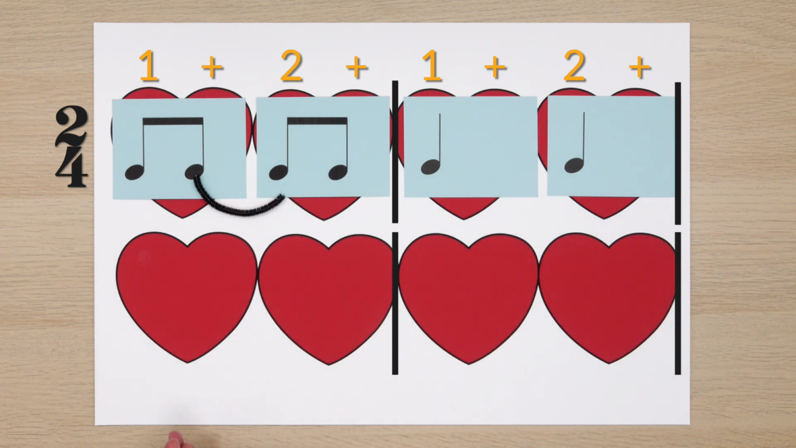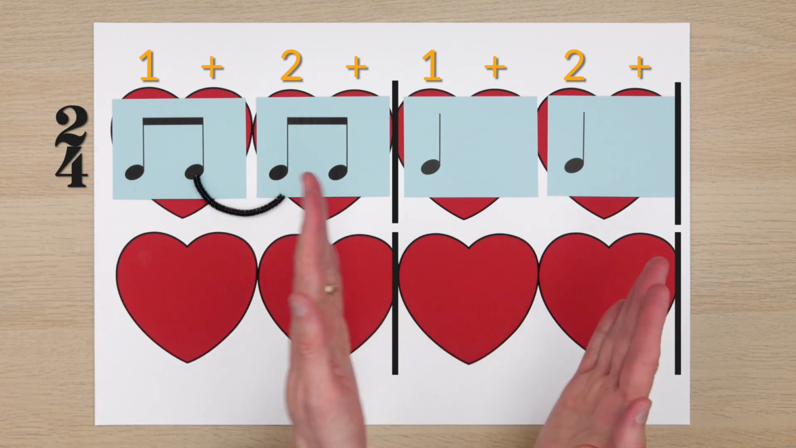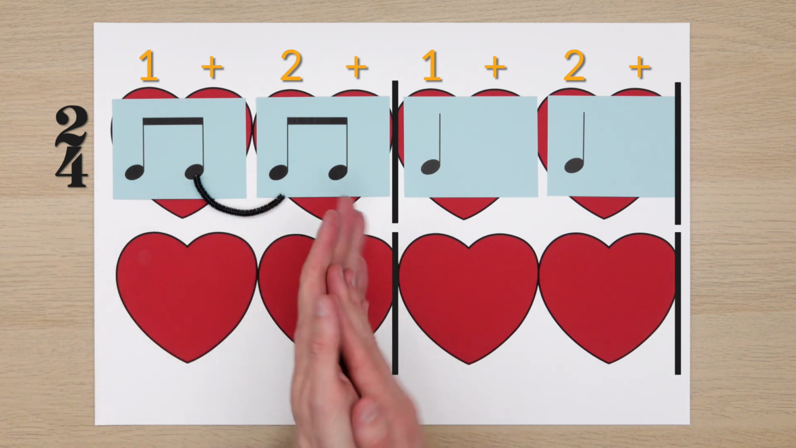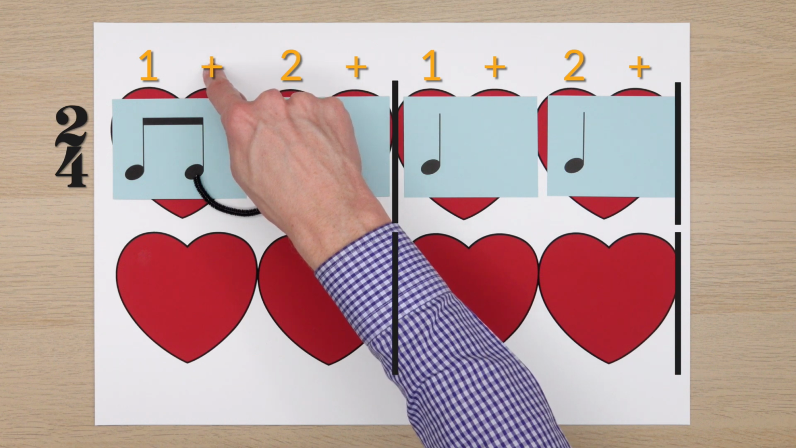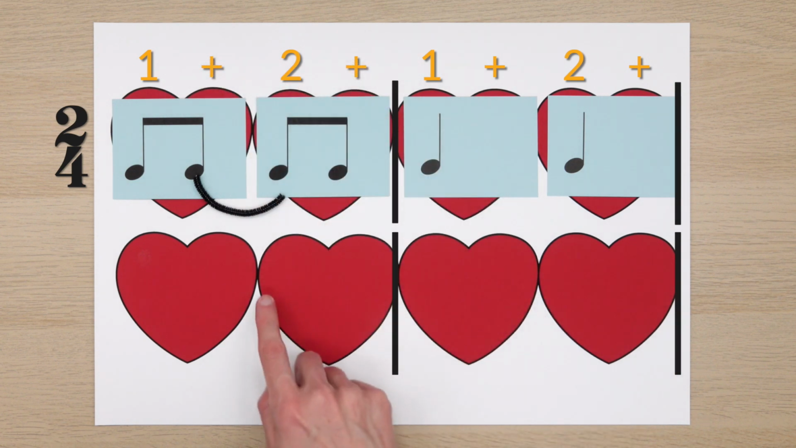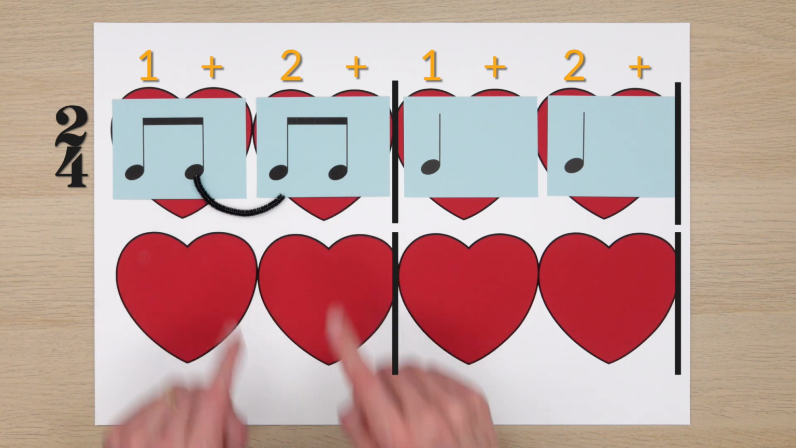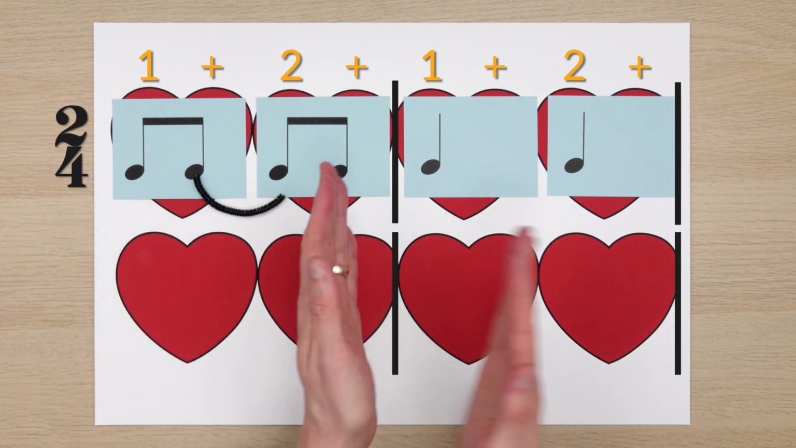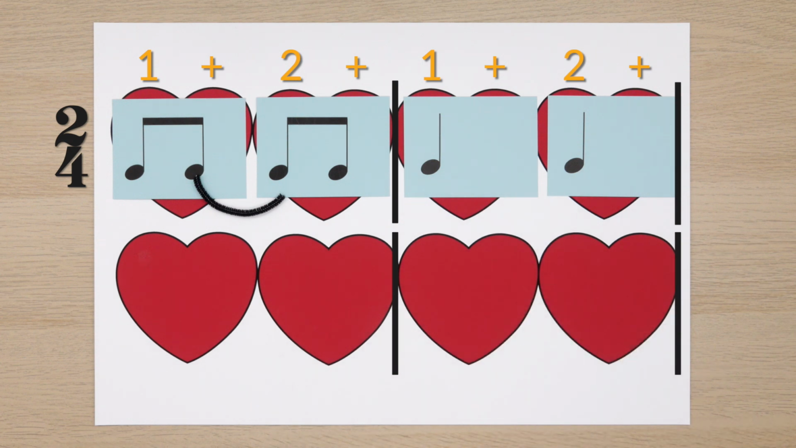Let's try it a little faster now. 1 and 2 and, 1 and 2 and, 1 and 2 and. And that makes Kye Kye Kofi sa. When we have notes happening on the second half of the beat like this, in music we call that syncopation. It makes a fun, exciting sound.